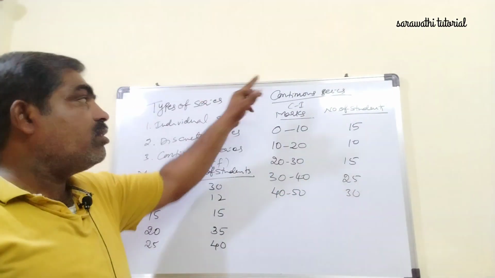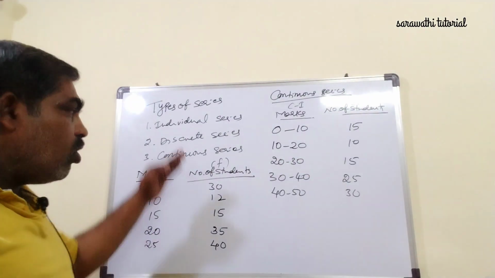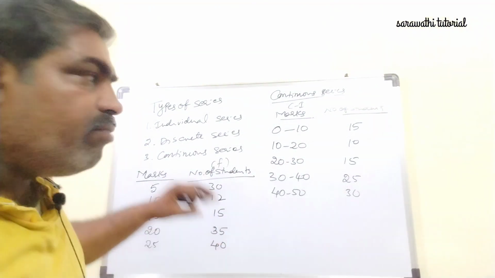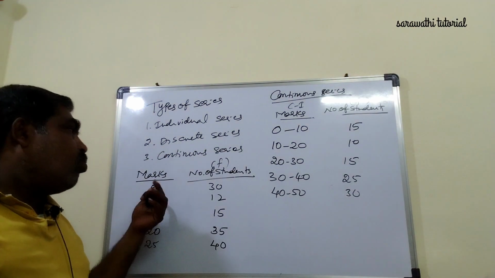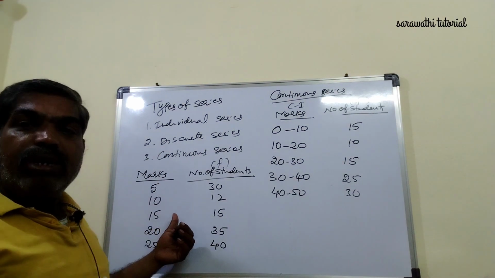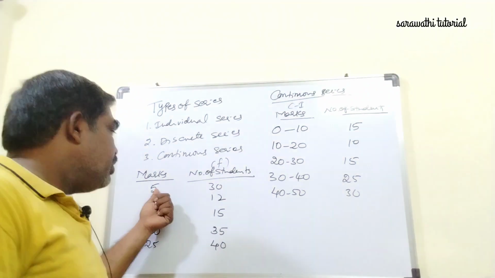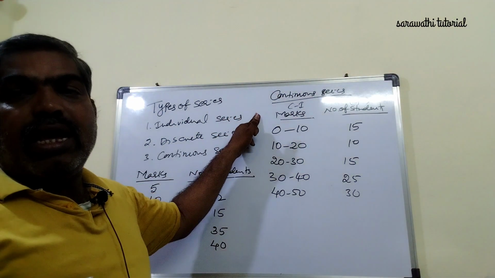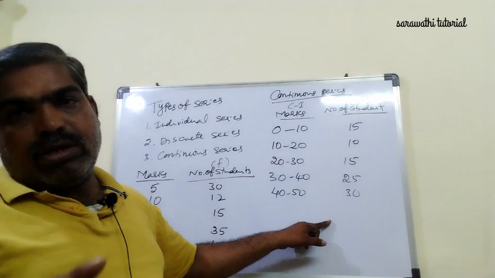Like that, this is called continuous. Where all observations are taken separately or individually, it is called individual series. When the data is taken with exact measurement, it is called discrete series. When the data is taken without any gap, it is called continuous series.